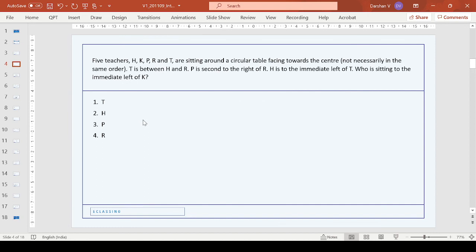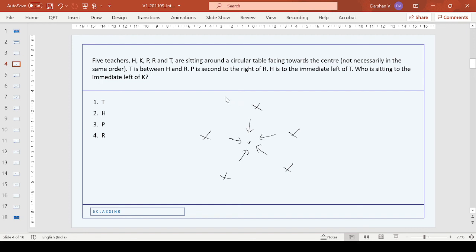Let's look at if anything else is left. So yeah, this is the only one that's left. We have a circular table with 5 teachers. Let's mark their positions: 1, 2, 3, 4, and 5. Now it's said that they're facing towards the center. So let's say this is the center and all of them are facing towards the center. This is important because it's mentioned second to the right, to the left, and all that. If they're facing the center, that helps us to identify who is to the right and who is to the left.